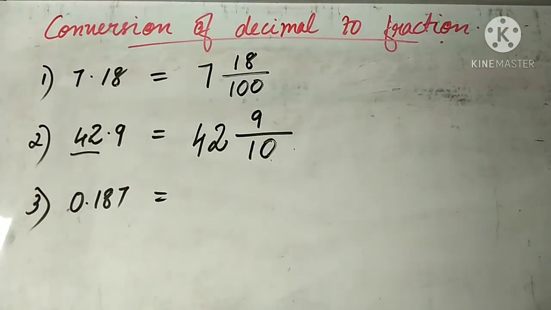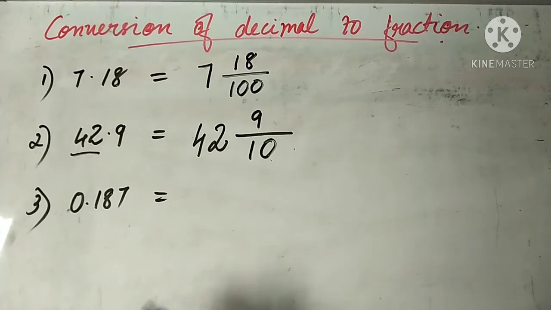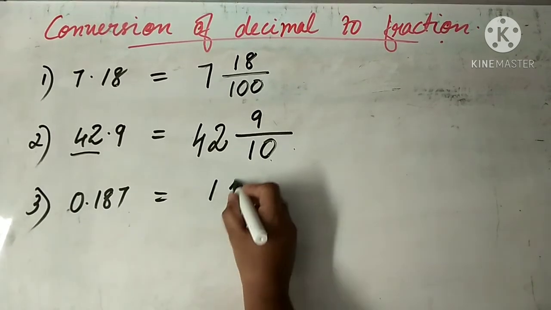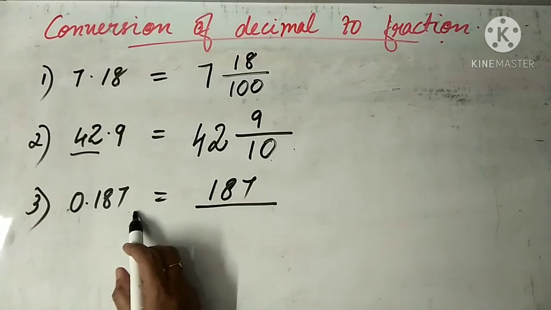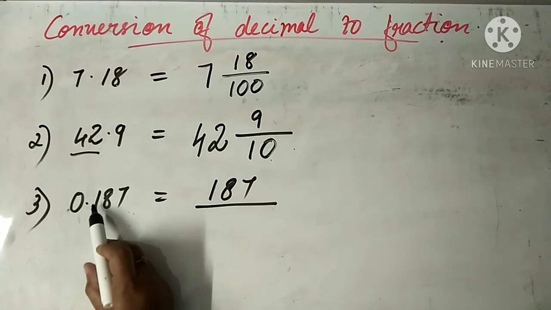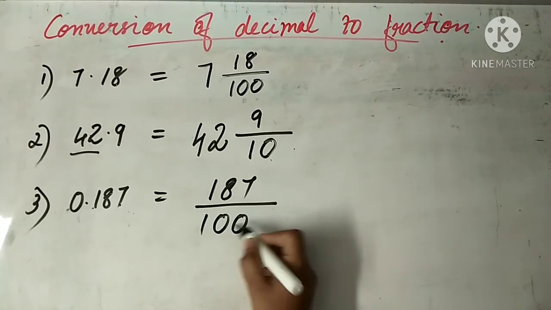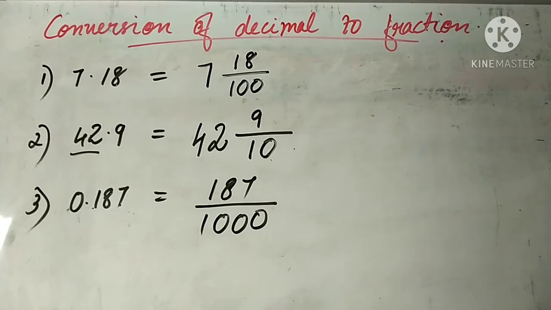Third question is 0.187. Here there is no whole number part. So directly we write the numerator. The number after the decimal point, we write it as the numerator. 187 by, how many numbers are there after the decimal point? 3 numbers. 1, 2, 3. So we put 3 zeros. 1, 2, 3. The answer is 187 by 1000.